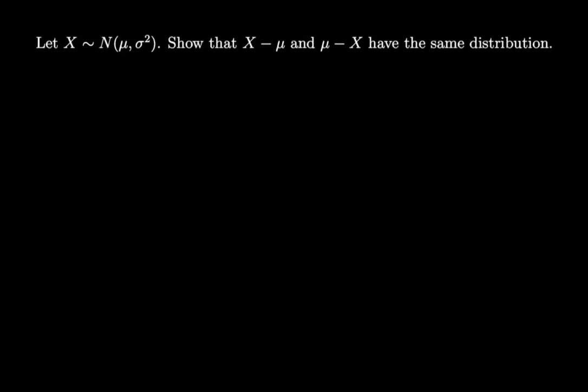Let X be distributed normally with mean mu and variance sigma squared. Show that X minus mu and mu minus X have the same distribution. So there's two ways we can go about doing this. Now the first is by equating the CDFs.